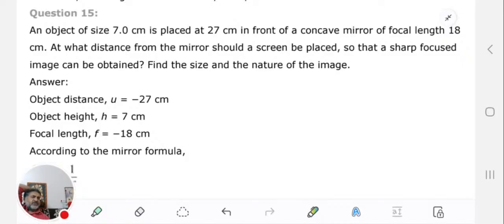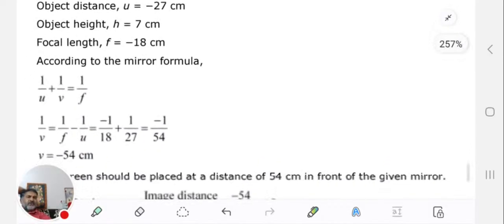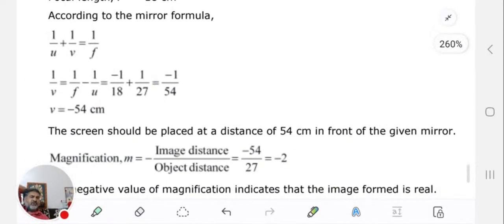ચલો ઓબ્જેક્ટ ડિસ્ટન્સ યુ કેટલો છે ભાઈ? u ઇઝ ઇક્વલ ટુ -27 સેન્ટીમીટર. ઓબ્જેક્ટ હાઇટ કેટલી છે? 7 સેન્ટીમીટર. ફોકલ લેન્થ એફ કેટલી છે? કોન્કેવ છે ને એટલે માઇનસ. ચલો એકોર્ડિંગ ટુ મિરર ફોર્મ્યુલા 1/u પ્લસ 1/v ઇઝ ઇક્વલ ટુ 1/f. તો ઓલા માઇનસ નહોતું ફોર્મ્યુલા, પ્લસ આવી ગયું પાછું. So 1/v is equal to 1/f minus 1/u.